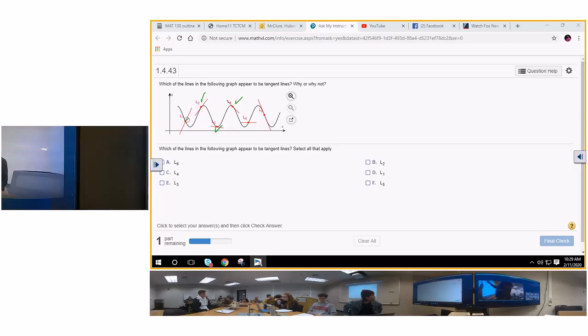This one's not a tangent line because it crosses. This one's not a tangent line because it crosses. And this one is. A tangent line does not cross the function. Write that down. Tangent line does not cross the function. Secant line crosses the function. Tangent line does not. Got that?